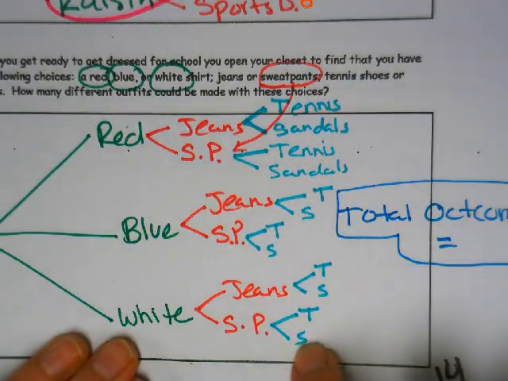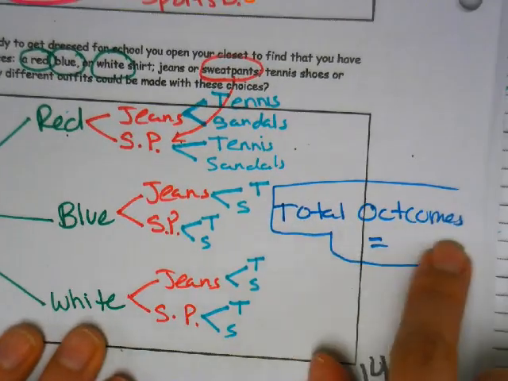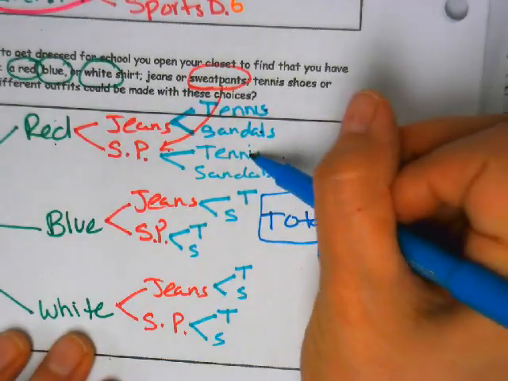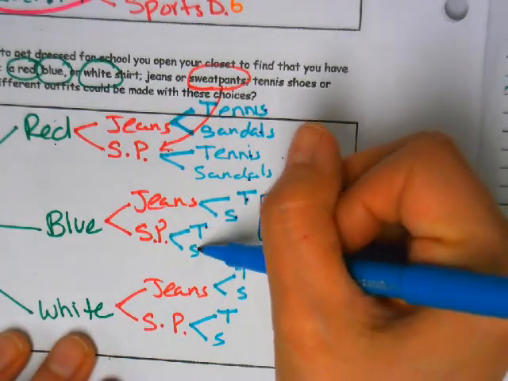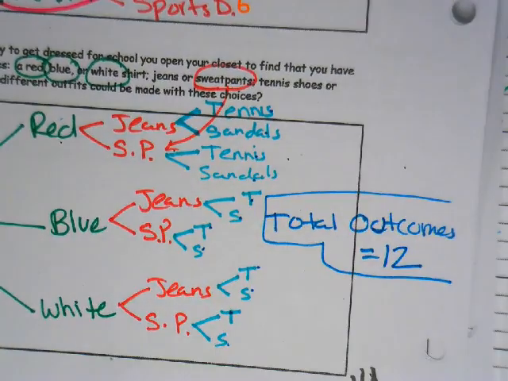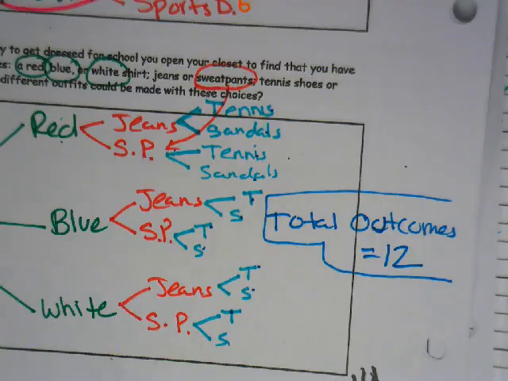The ends, okay? To find your total outcomes, you get to count your ends. 1, 2, 3, 4, 5, 6, 7, 8, 9, 10, 11, 12. You have 12 different combinations in clothes. So next time you go, Mom, I have nothing to wear, she can pull this out and go, you have 12 days of different outfits that you could wear. Cool.